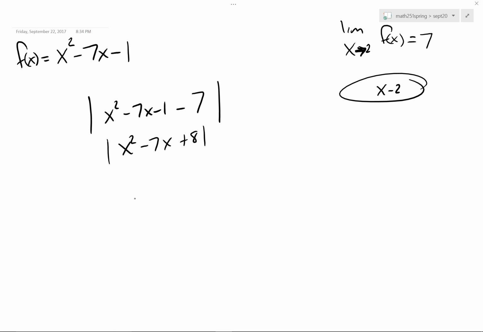Does that factor? It does not factor. And even if it did factor, x minus 2 is not one of the factors. And because x minus 2 is not one of the factors, it is not the limit. That's it. For instance, this could have been plus 6. Okay, let's see how I would have had to have done that.